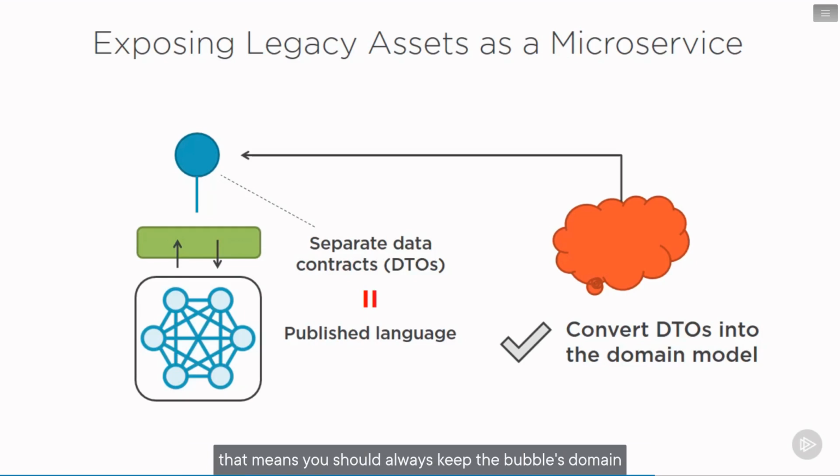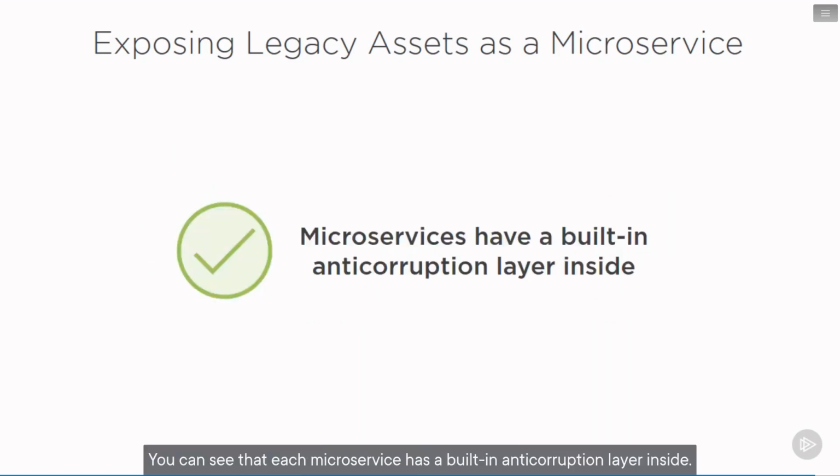In practice, that means you should always keep the bubble's domain model separate from the data contracts. Note that I'm using the terms message, data contract, and data transfer objects as synonyms here. In that sense, when you're working in a microservices environment, you always end up having an anti-corruption layer. That's because you always translate the incoming messages into the language of your domain model before reacting to them. This very act of translation protects your bounded context from the external influence, as you are able to keep its model isolated at all times. You can say that each microservice has a built-in anti-corruption layer inside.